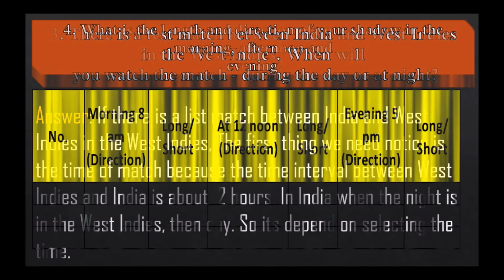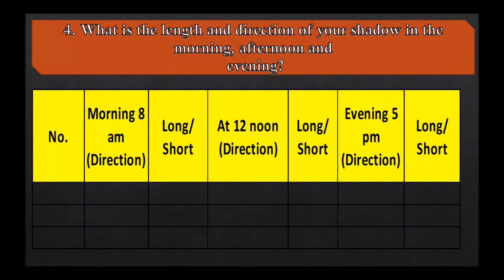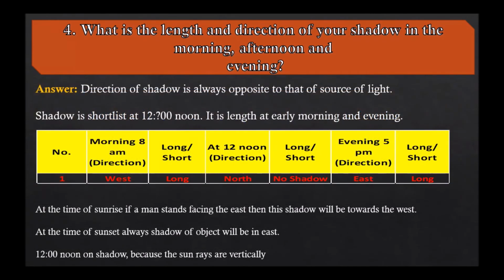Next, what is the length and direction of our shadow in the morning, afternoon and evening? So this is the table, and we have to complete it. Morning 8 a.m.: west, long shadow. Afternoon 12 noon: north, that is no shadow. Evening 5 p.m.: east, that is long.